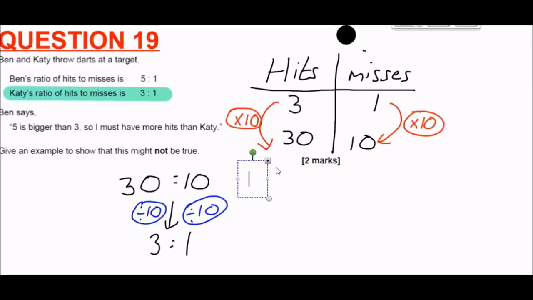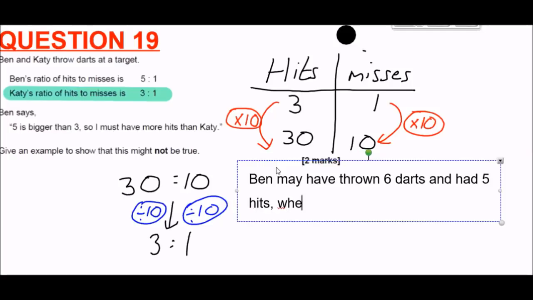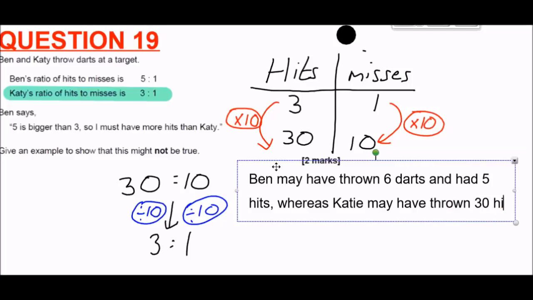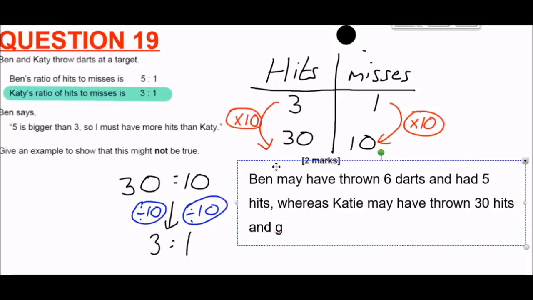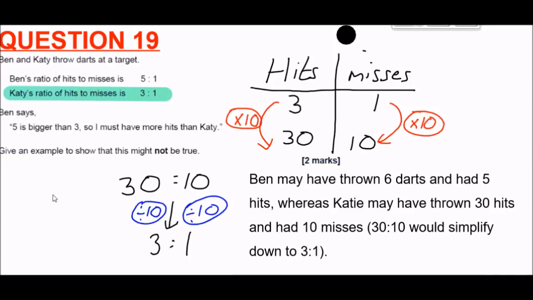So if we can just write something along these lines and just put it down. Something like: Ben may have thrown 6 darts and had 5 hits, whereas Katie may have had 30 hits and had 10 misses, because 30 to 10 would still simplify down to 3 to 1. So that's just one of a few examples you could give.